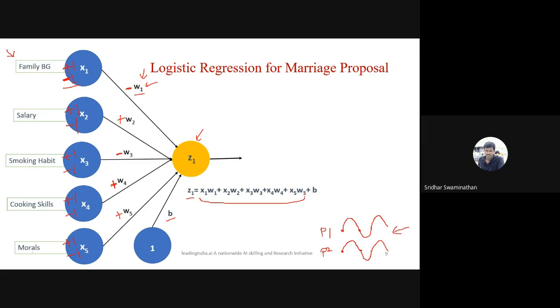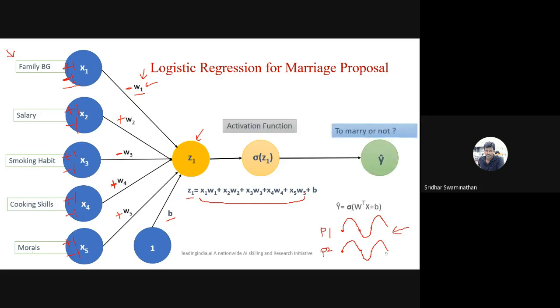Since it is a logistic regression model, the activation will be the sigmoid function, 1 by 1 plus e power minus z, and then your output will actually tell you whether to go for the marriage proposal or not. And if the model says 0.99, then Rishi has to visit that home. Otherwise, he is going to avoid the visit.